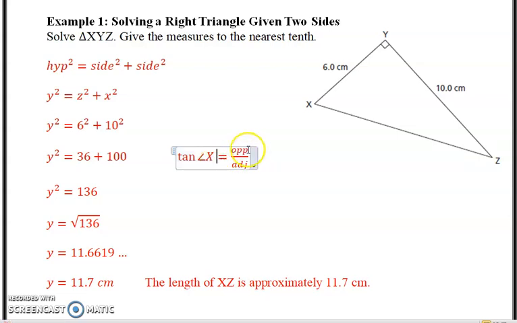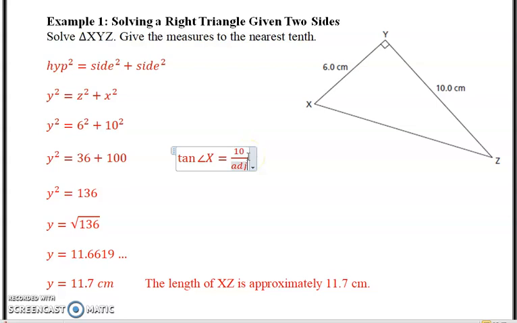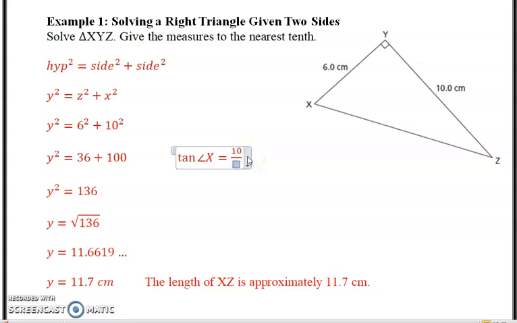So to solve for that, we put the opposite side in. Opposite of x is 10. Leave your units out. They're going to divide anyway, centimeter divided by centimeter. And the adjacent side is 6. So we plug that in.